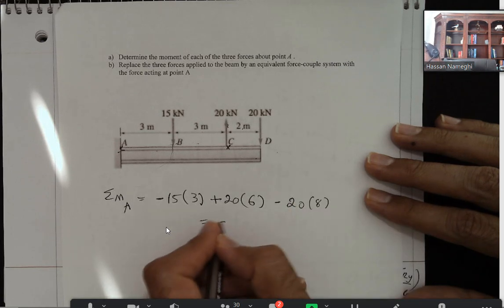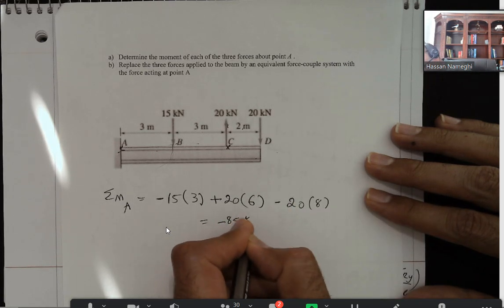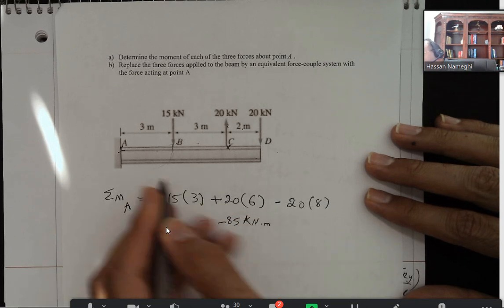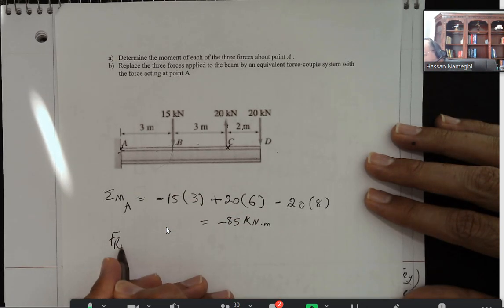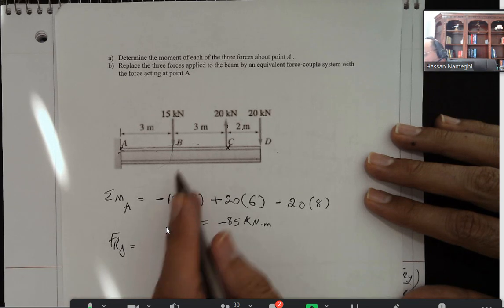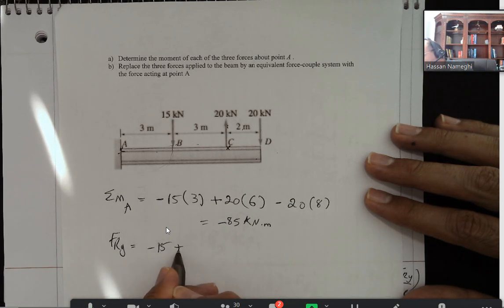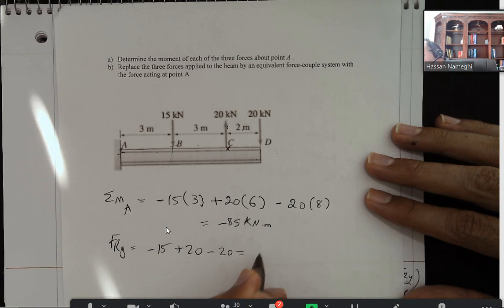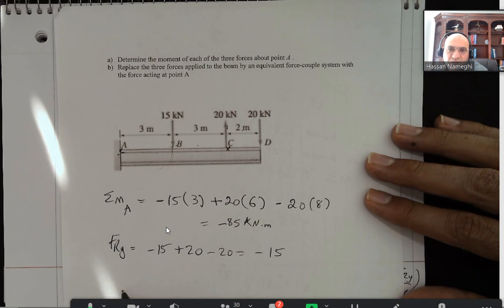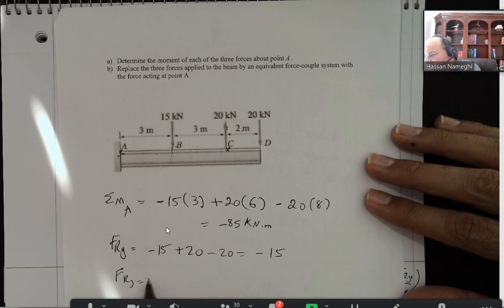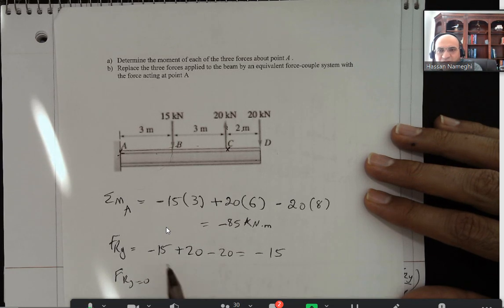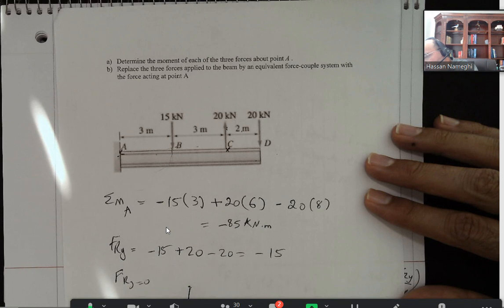If I add them with my calculator, I'm going to get minus 45 plus 120 minus 160, which is minus 85 kilonewton meter. And FRY, which is the same as FR in this case, is minus 15 plus 20 minus 20. So the answer is minus 15. In this case, you don't even need to calculate your theta because it is already known. Your FRX is zero, right? And if you go with tan inverse, you're going to get infinity, and tan inverse of infinity is 90 degrees.